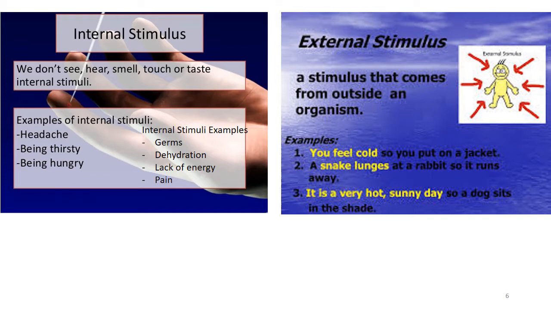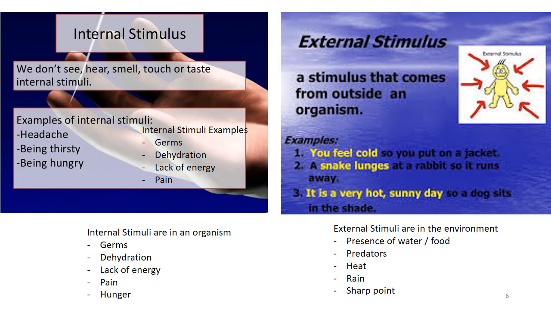So, stimuli can include internal stimuli and external stimuli. Internal stimuli are in an organism. They include germs, dehydration, lack of energy, pain and hunger, and other things. External stimuli are in the environment. For example, presence of water or food, predators, heat, rain, sharp points, and other things.